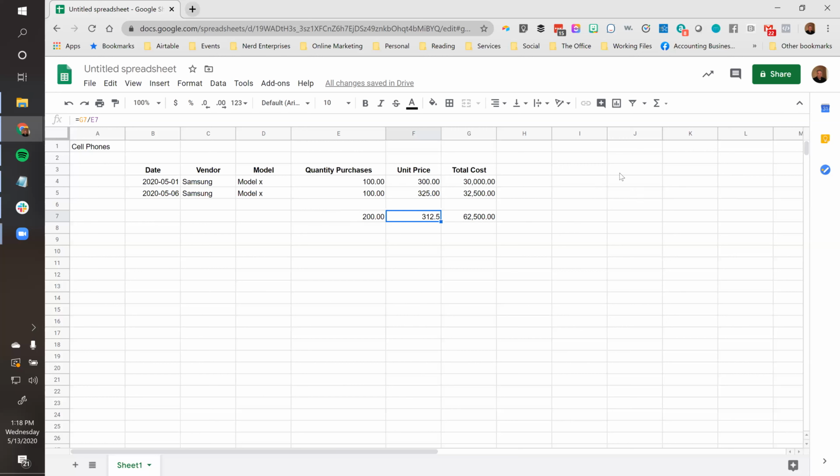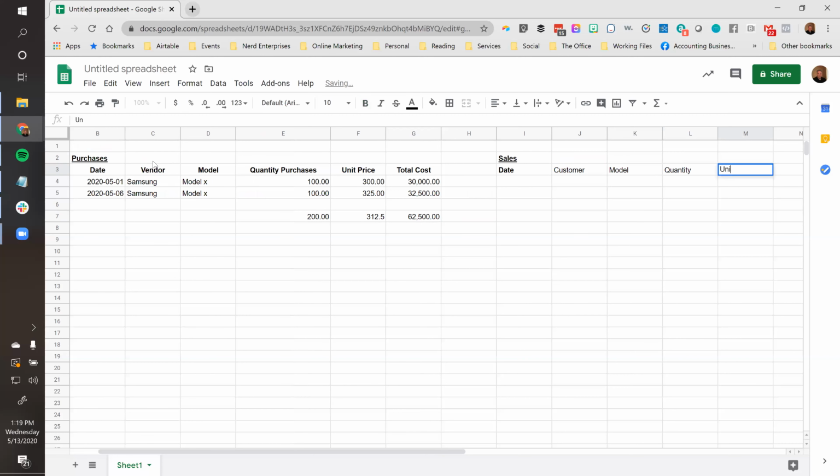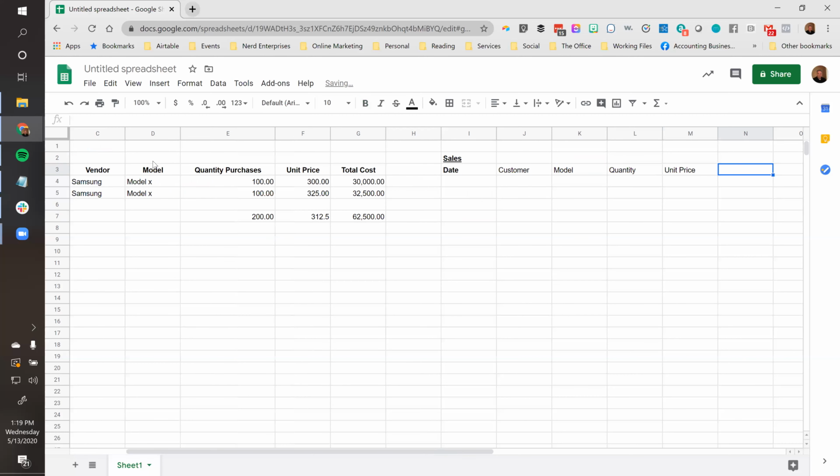Okay, so looking at that scenario, let's just come over here to the right. These are the purchases. Over here, let's look at sales. I'm just going to copy these dates over so I get that same validation going. So the date, customer, same thing, model, quantity, unit price, this is what we're selling it for, total cost.